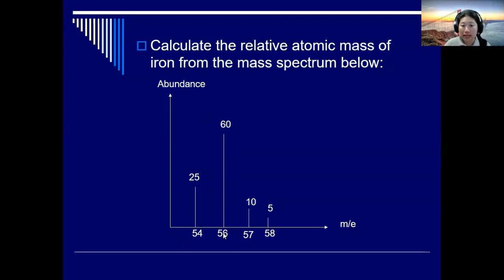Iron 54, iron 56, iron 57, and iron 58. And the third deduction is which isotope exists in most abundance? Of course, it's iron 56. So iron 56 has the highest abundance. And then lastly, from all the information over here, how do you determine the relative atomic mass? Now, each and every one here is a relative isotopic mass.